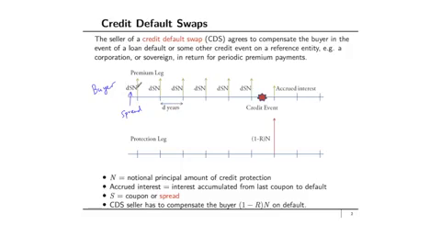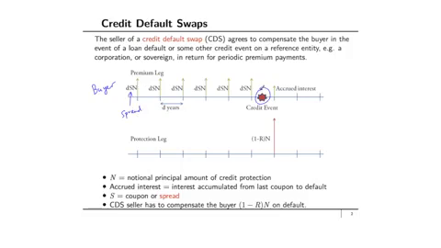N is a notional principal. So there's a certain amount of principal that has been protected. In order to protect that principal, you have to pay a spread or a coupon S times N. It has to be paid every D fraction of the year. So every coupon payment is going to be D times S times N. And this keeps on going until some kind of a credit event happens.